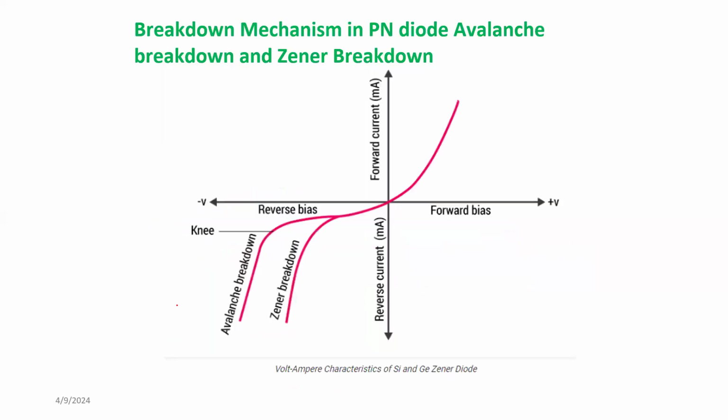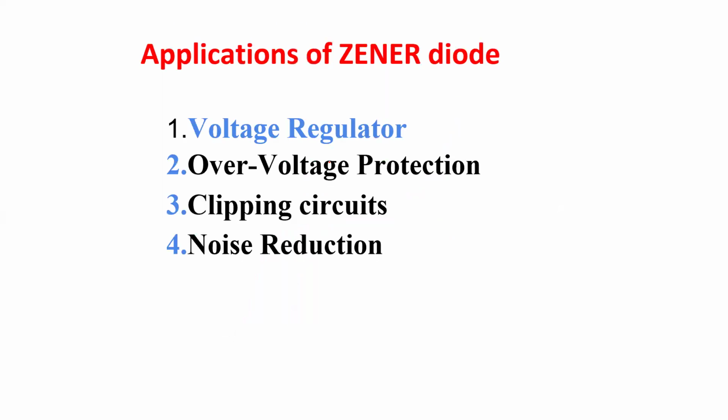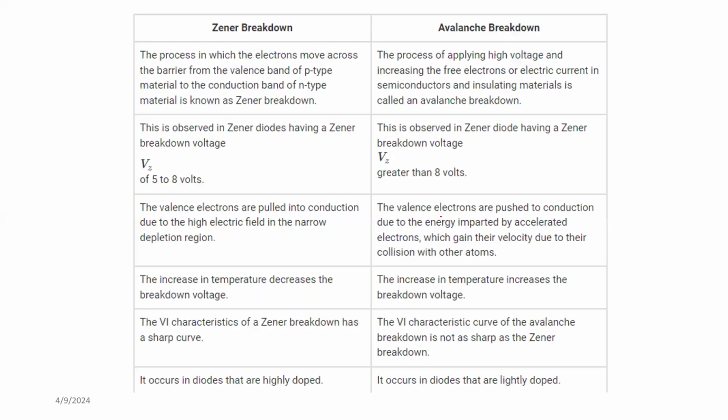This graph you have to draw for Zener diode. Both the things you can observe. Sharp breakdown can occur below 5 volts. It can be used as a voltage regulator, for over voltage protection, clipping circuits, noise reduction, from the applications point of view. We can observe this one. Zener breakdown can occur in between 5 to 8 volts. Avalanche is greater than 8 volts.